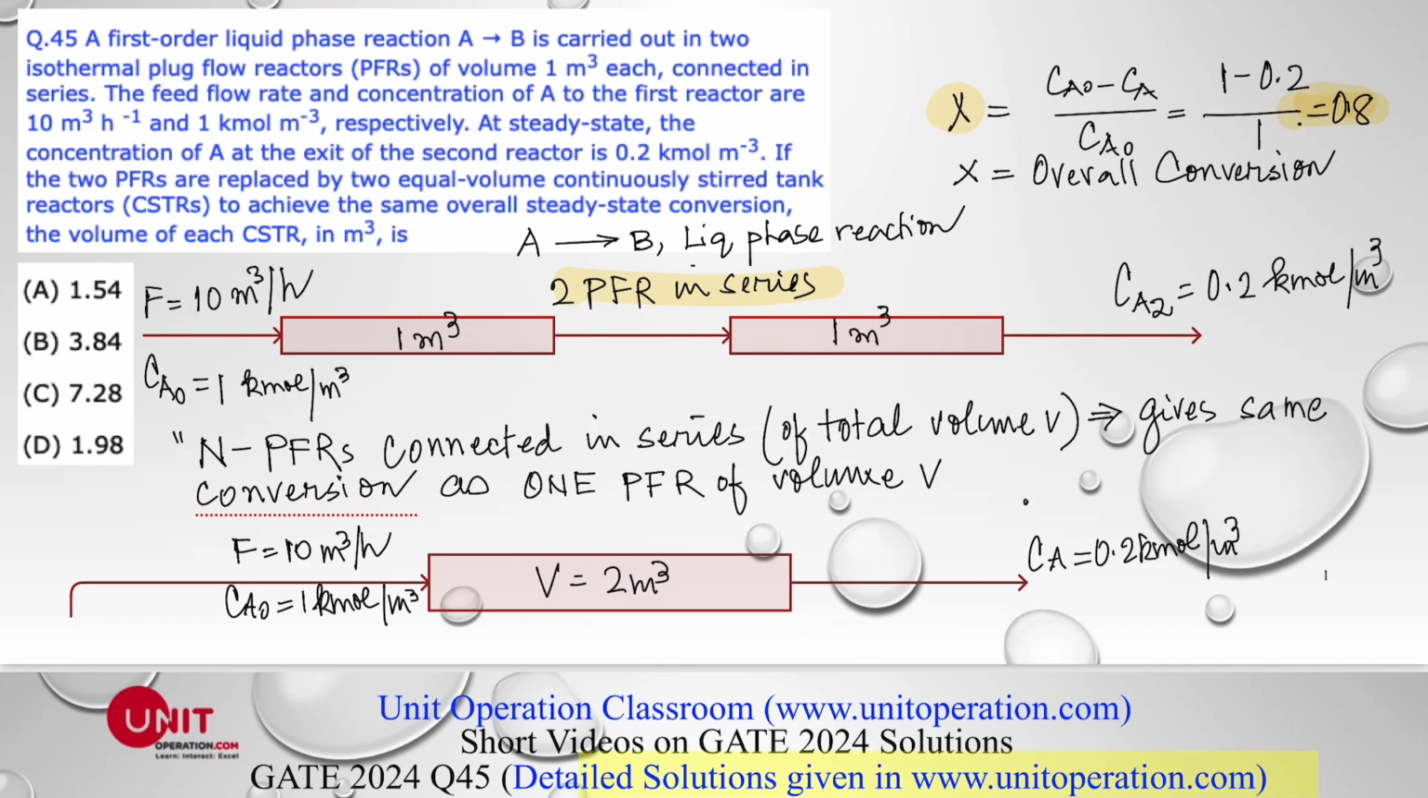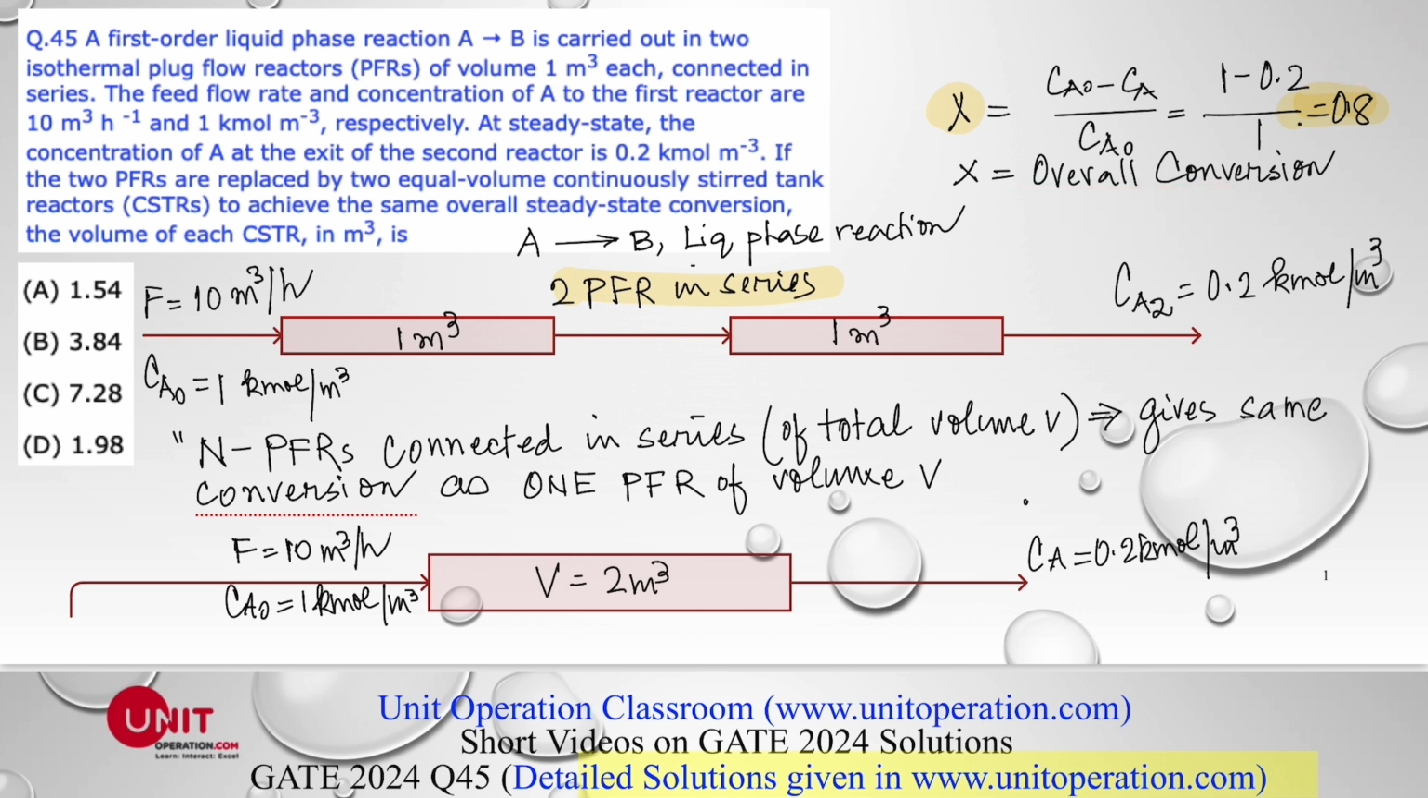A first order liquid phase reaction A to B is carried out in two isothermal plug flow reactors of volume 1 meter cube each. So these are the two PFRs of volume 1 meter cube each, and the A to B liquid phase reaction, where of course epsilon is equal to 0, is being carried out. The flow rate is given, the initial concentration is given, and the final exit concentration from the second PFR is also given. So we can easily calculate overall conversion, which is equal to 0.8.